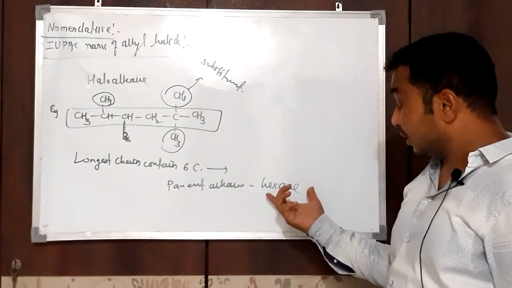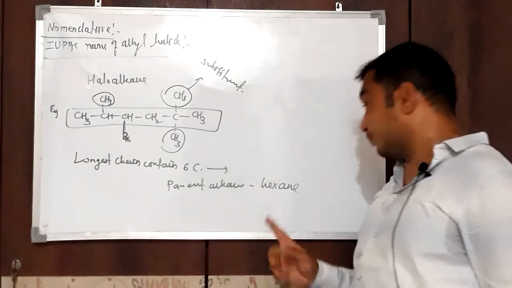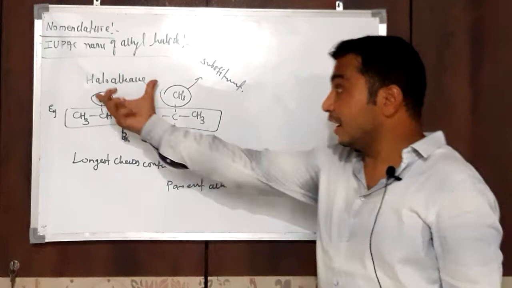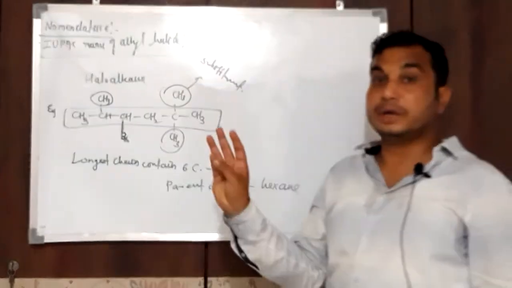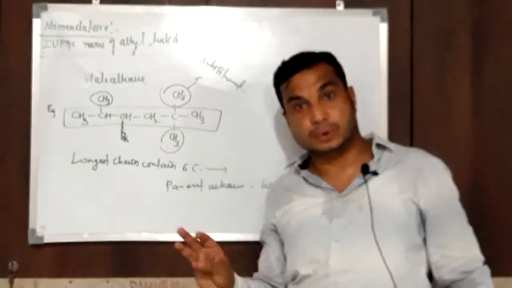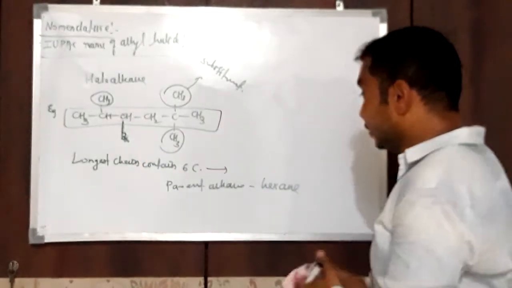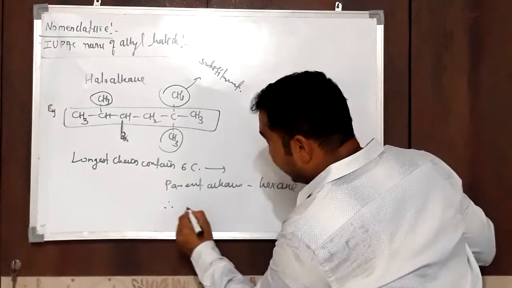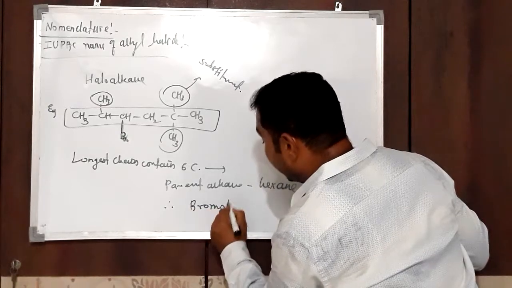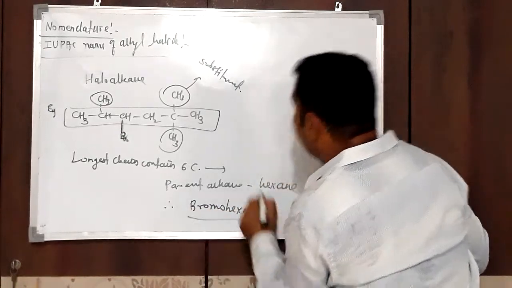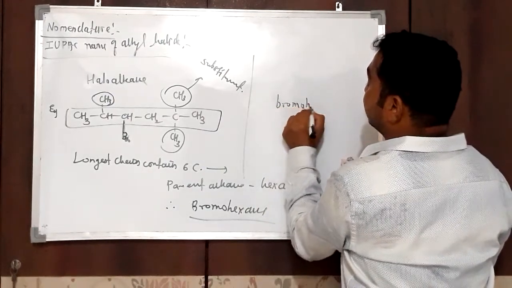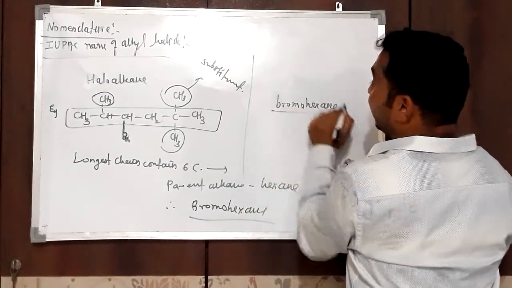Now, before the name hexane, add the name of the halogen atom. Haloalkane means halo: if chlorine is there, then chloro; bromine, bromo; iodine, iodo; fluorine, fluoro. In this compound, bromine is present. Therefore the parent name of the alkyl halide is bromohexane. Bromohexane is the parent name.